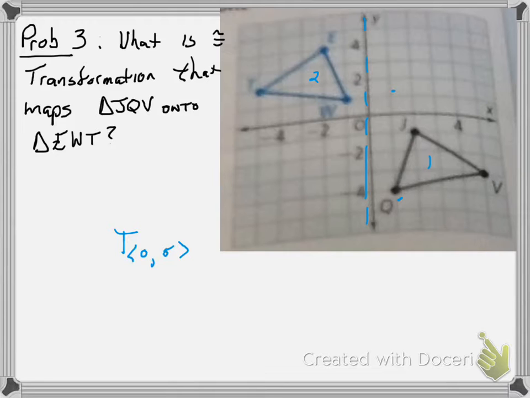So again, we translated it first, so I know you have to write it second. It's weird. Okay, so following translation of 0, 5, what are we going to do second? We're going to reflect it over the y-axis. Okay, so the transformation is a reflection over the y-axis following a translation of 0, 5. Now, you could have done it the other way. You could have reflected it first and then translated it. It's the same thing. So either one would have been acceptable here.